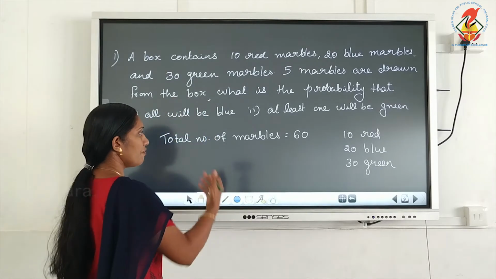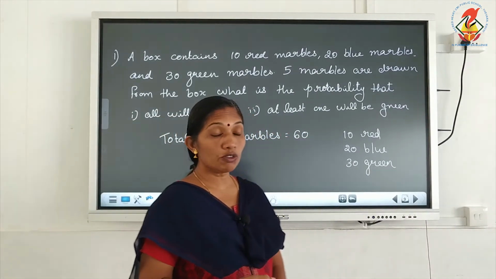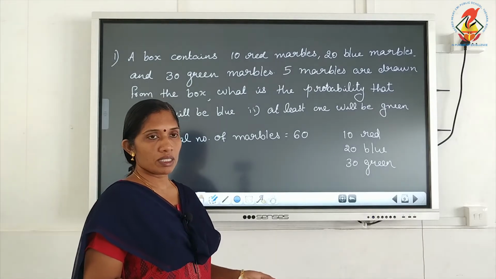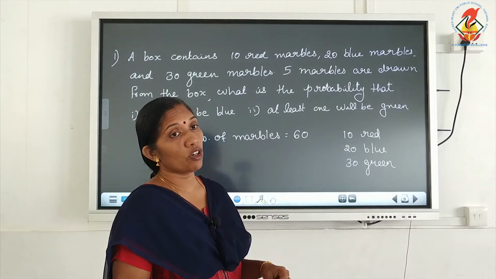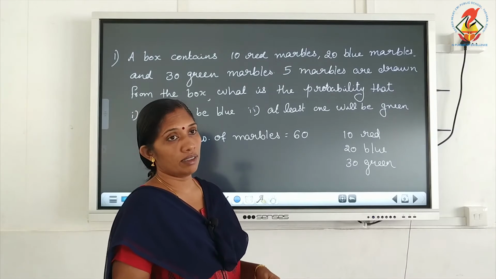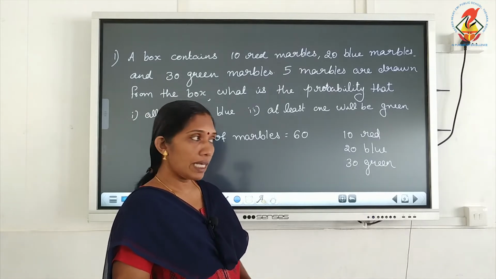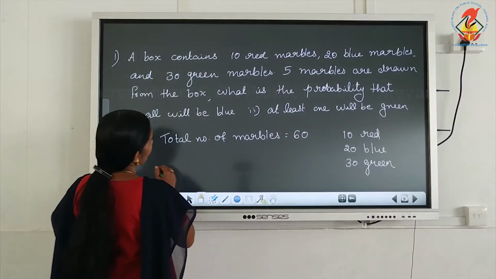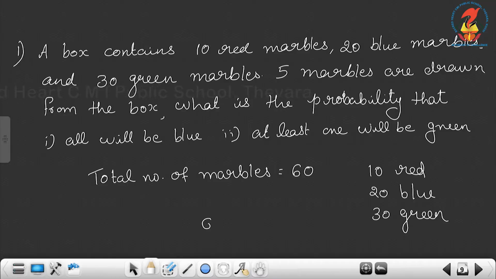So, how to take 5 from 60? We have to take 5 from 60. So, how to represent that? Simply we can't write it as 5. We have to write it as a combination. In combination we write nCr, that is the number of combinations of n objects taking r at a time. The same way, if we are taking 5 marbles from 60 marbles, it is denoted as 60C5. So, this is the total number of outcomes.